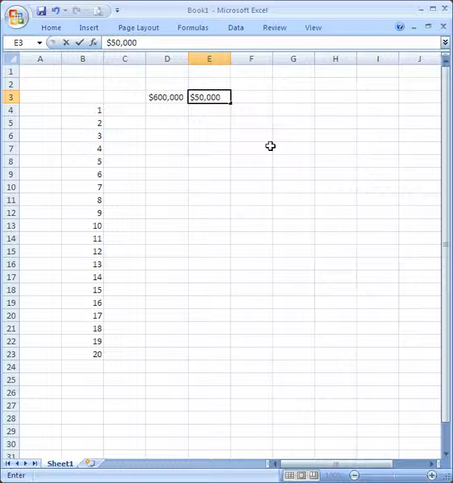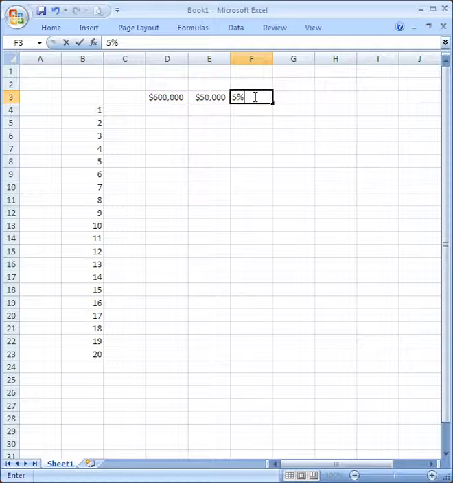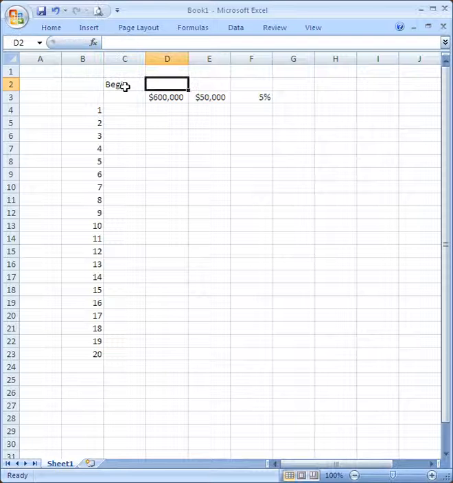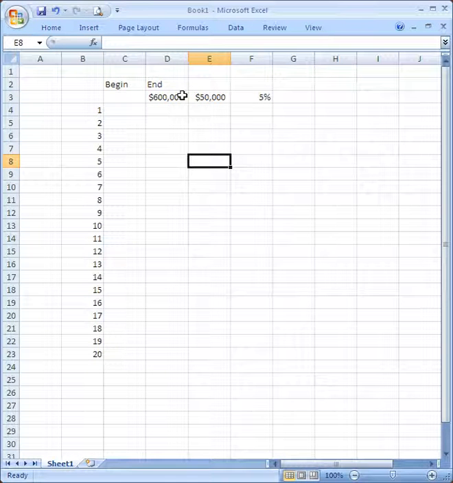We also know that any money we don't use will be earning interest. And the problem tells us that the interest rate will be 5%. This is the beginning of each year, and this is the end. Let's mark it. We put 600,000 in this cell to show that at the end of the year, just before we retire, we have $600,000 set aside.